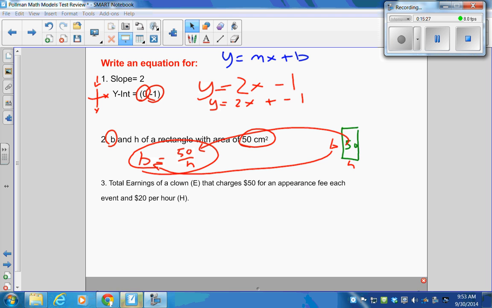And last one of these. So if a clown, we all love clowns, earns $20 per hour and they charge $50 just for an appearance fee, just for showing up, that clown gets $50 for travel and stuff like that. Write an equation for total earnings. Go.